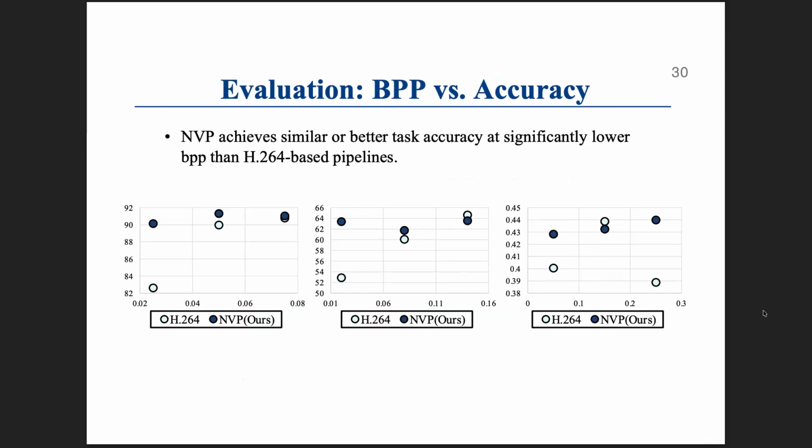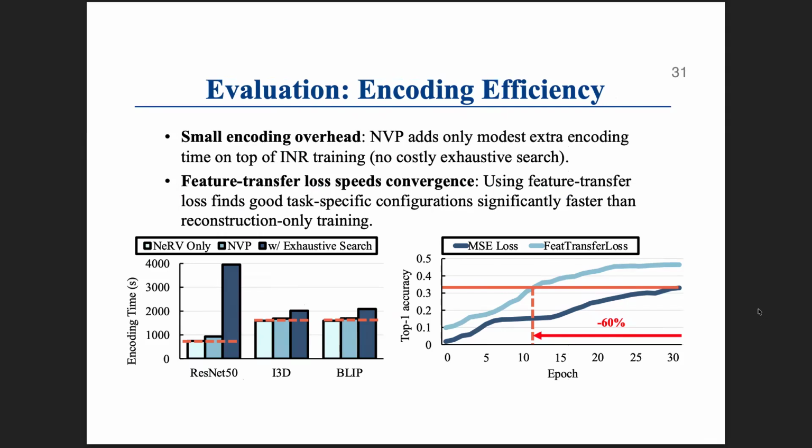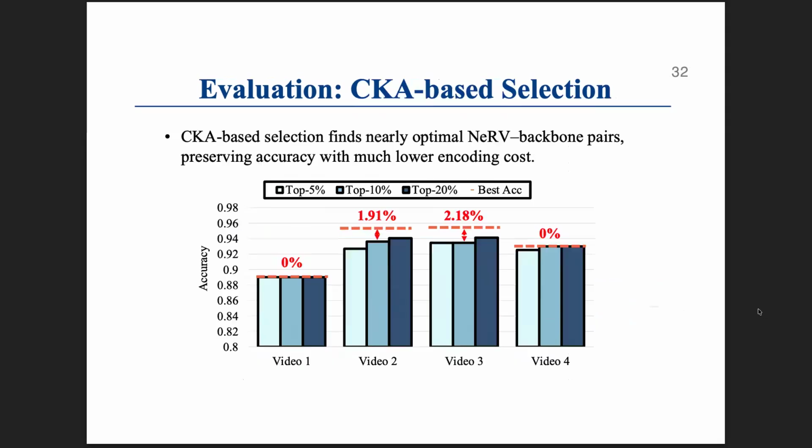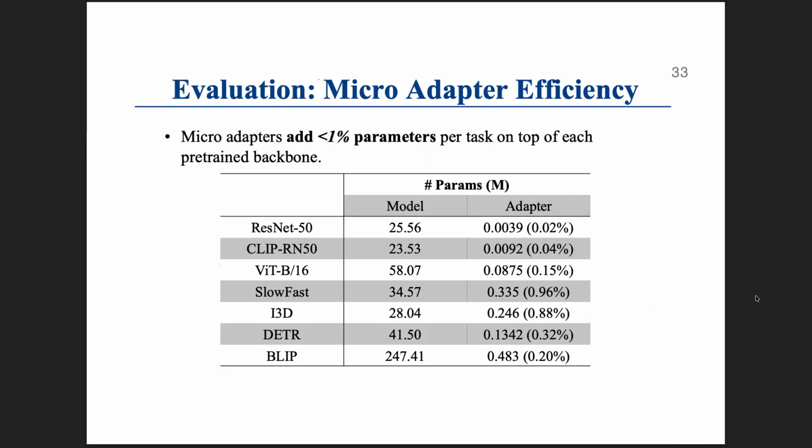For bitrate versus accuracy, NVP achieves similar or better task performance at lower bits per pixel than H.264. For encoding efficiency, NVP adds only modest overhead compared to INR training. For CKA-based selection, the selected top layer pairs achieve near optimal accuracy. For adapter efficiency, all micro adapters add less than 1% extra parameters compared to the pre-trained backbones. This makes NVP scalable to many tasks.